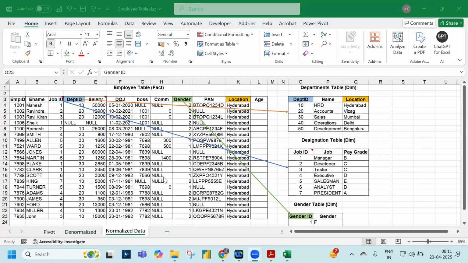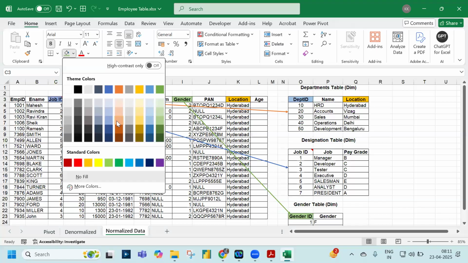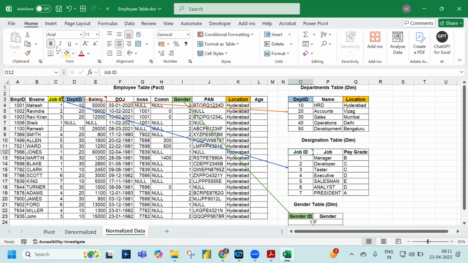Do we have any other common columns? Job ID. Okay, perfect. So let's pick up the job ID from here. Just use a yellow color there. Department ID, yeah, done that already. So you found out the common keys between the tables. Job ID here, job ID here, department ID here, department ID here, gender here and gender here.